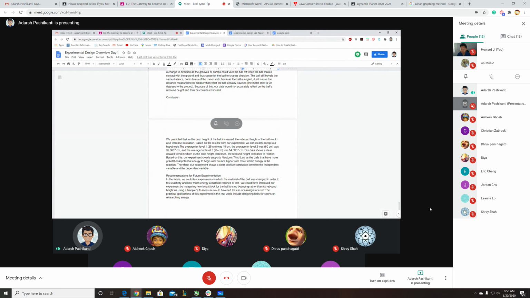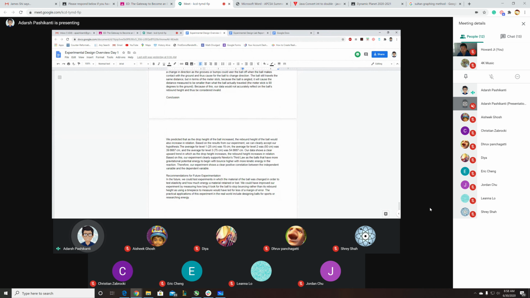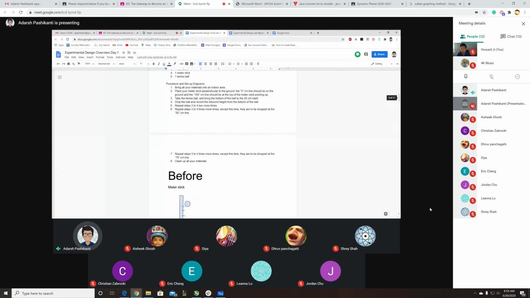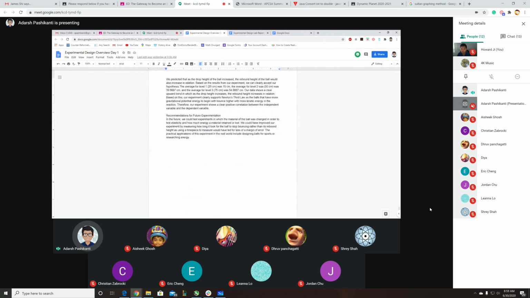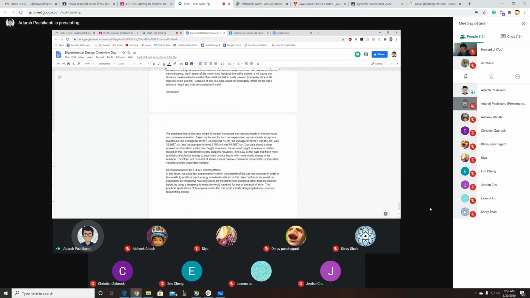In the conclusion, it's basically another CER, except you're answering your hypothesis. The only thing that's different from a traditional CER is that in the beginning, you restate your hypothesis, but without all the scientific information. If you go back, you can see that in the actual hypothesis we included all the independent variables. When you restate your hypothesis, you don't need to do any of that. You can just say that we predicted that as the drop height of the ball increased, the rebound height of the ball would also increase in relation. So you're just restating what trend your hypothesis predicted.